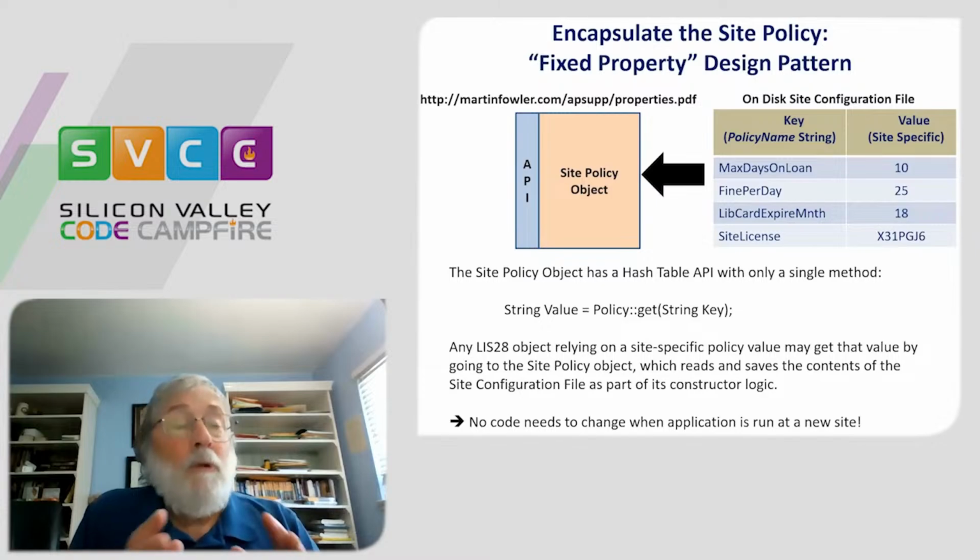The code is identical, which means you can have one code tree, and when you make a fix, you put it in once, and when you make an enhancement, you put it in once, and all of the site policies are defined in an individual file that you send out to the customer. You can do better than that. If every site that you sell to has a site license, the policy object can make a request over the internet and say, what is the value of this particular thing for site license X31PJJ6? And it can get it back from your headquarters.